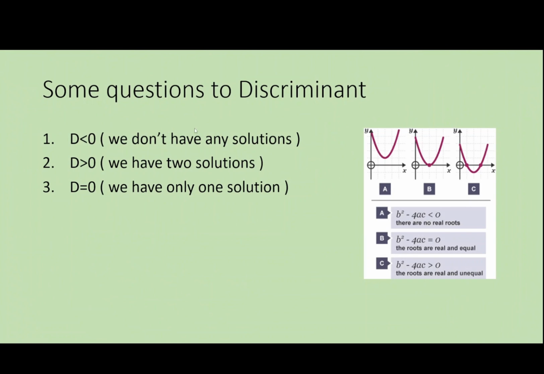Second, some questions about the discriminant. It's not that complicated, and I think you will be able to understand it. When the discriminant is less than 0, when it's a negative number, we don't have any solutions. As you can see, the parabola has no intersection with the x-axis. When the discriminant is a positive number, when D is more than 0, we have two solutions, and the parabola has two intersections with the x-axis. And when D equals 0, we have only one solution, and the parabola has only one intersection with the x-axis.